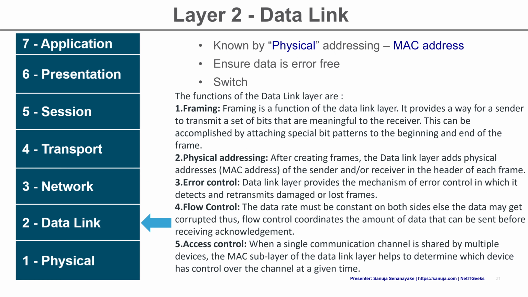So the next layer is layer 2, which is the data link layer, known as the physical addressing layer. The reason we call the data link layer the physical addressing layer is because that's where the MAC addressing happens. And the MAC addresses are related to the physical network interface ports because they are typically hard coded into those network interfaces on your device. So that's why we call it physical addressing, and it ensures data is error free. And this is where the switching happens in your network.